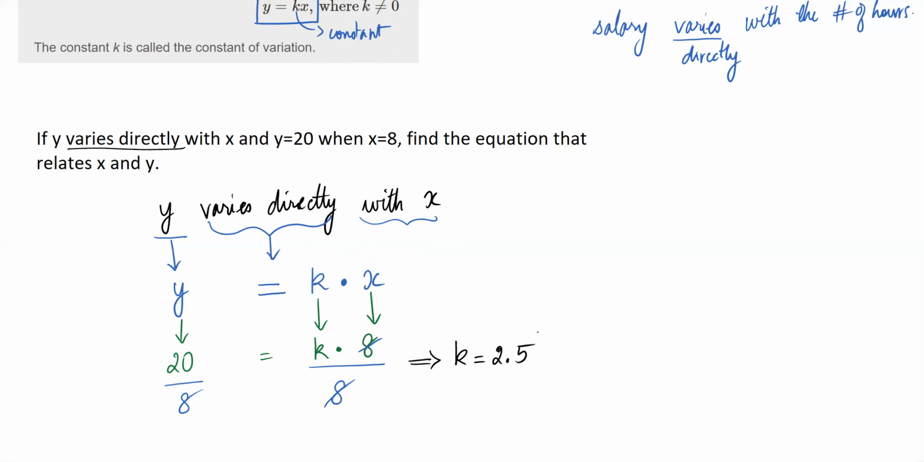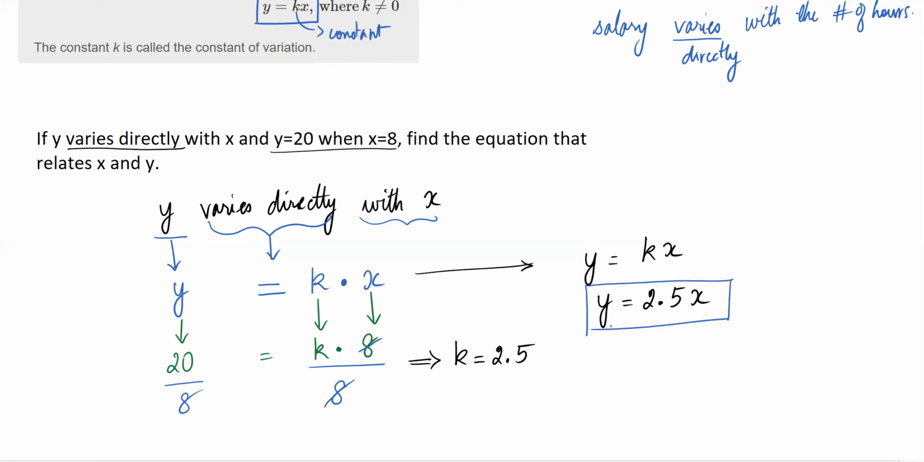So we did the second part. Now we need to find the equation that relates x and y. We do have this equation, y equals kx. But here we have k that we figured out, and k doesn't change. K is fixed at 2.5. So now I'm able to write the relation between y and x after finding k. And this is my response to this question. We found the equation that relates x and y by having found the constant of variation.